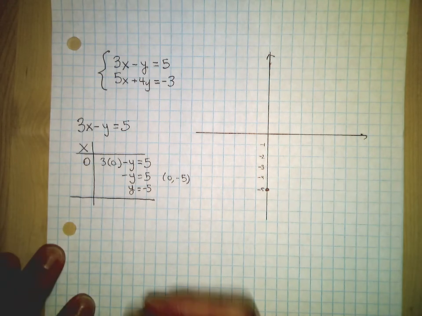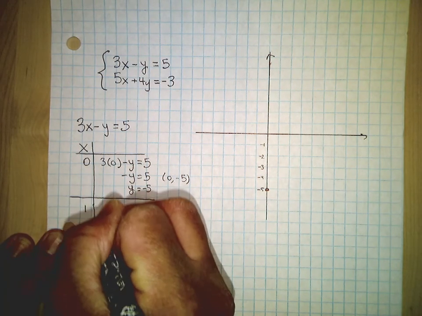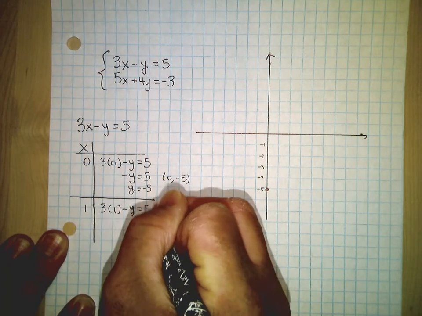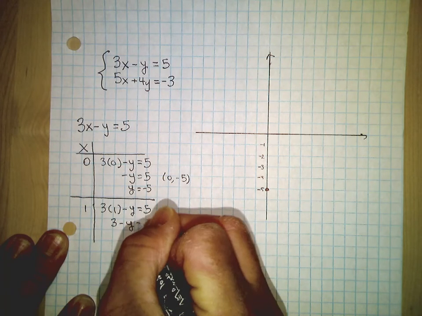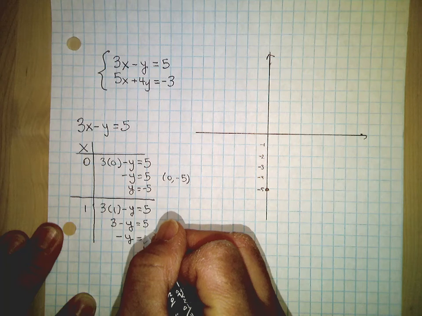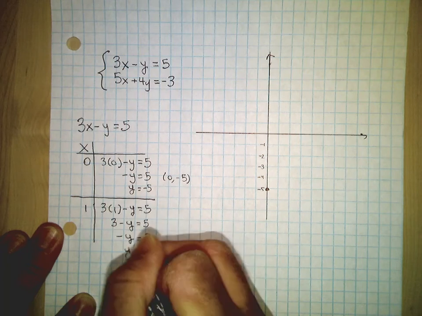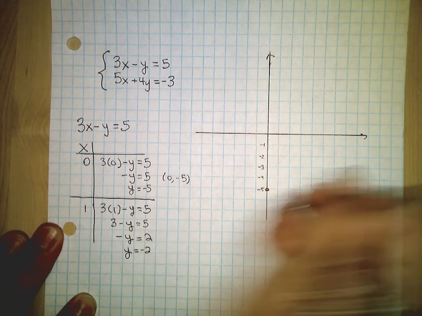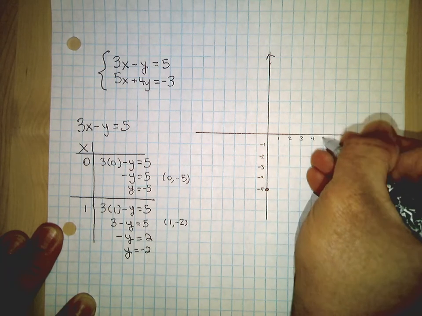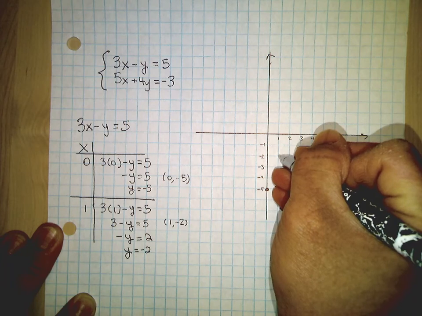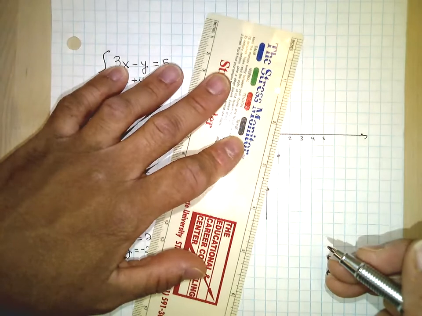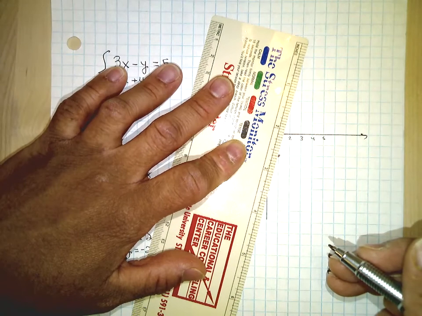All right, let's try a 1 here. So 3 times 1 minus y is 5. 3 minus y is 5. Subtract the 3, so the opposite of y is equal to 2, and y is -2. All right, so (1, -2). So 1, 2, 3, 4, 5. 1, -2.